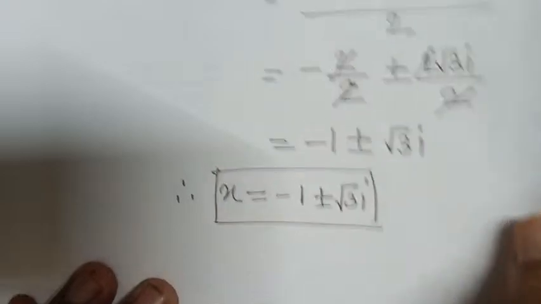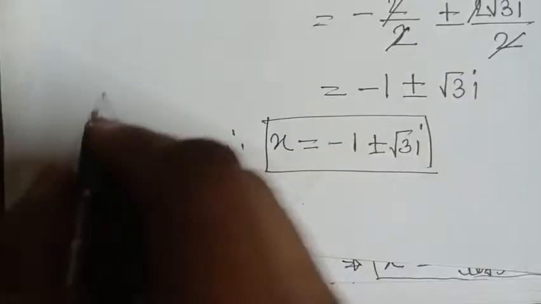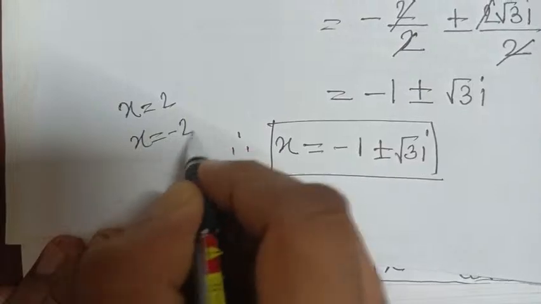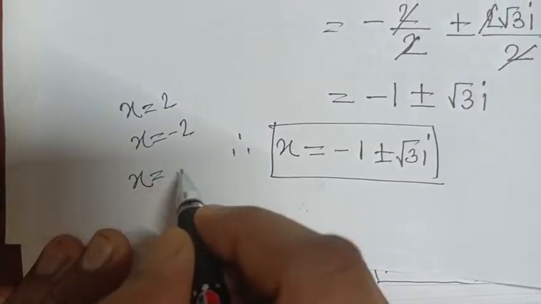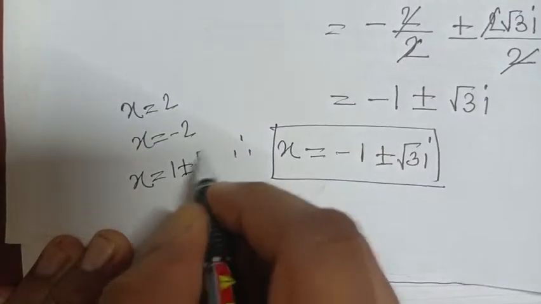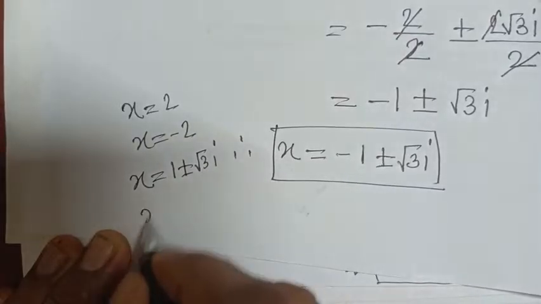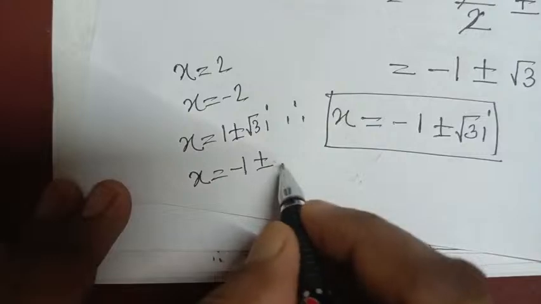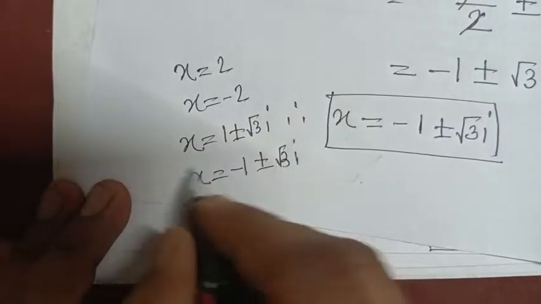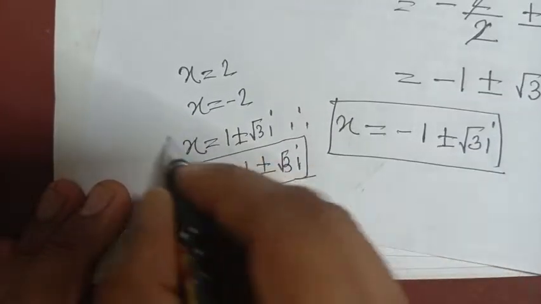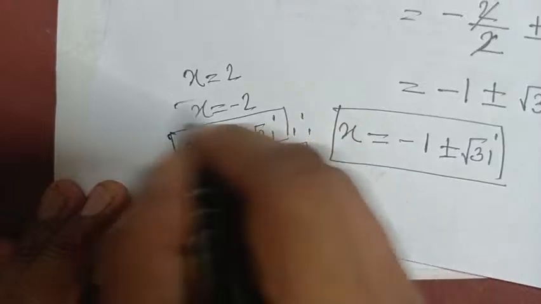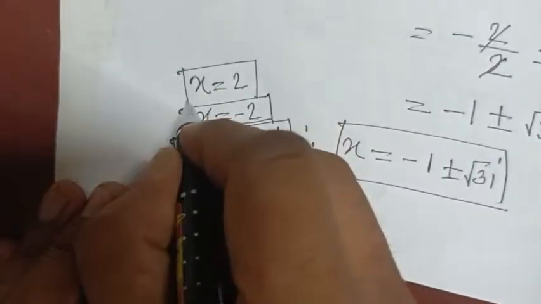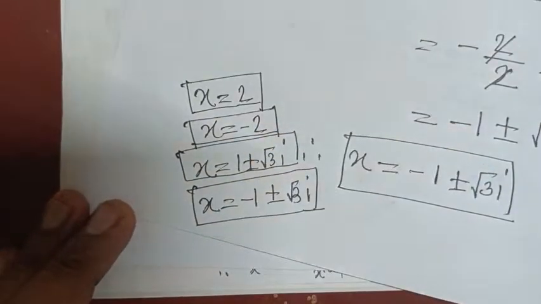So we got four solutions: x is equal to 2, x is equal to minus 2, x is equal to 1 plus or minus root 3 i, and another x is equal to minus 1 plus or minus root 3 i. These are the solutions we got from the expression x to the power 6 is equal to 2 to the power 6.